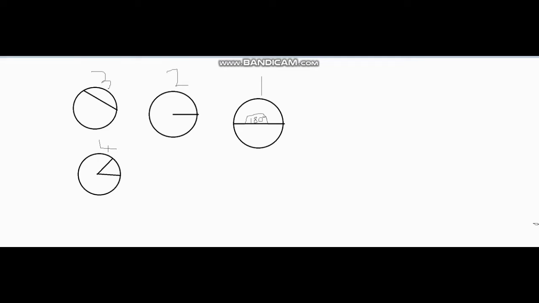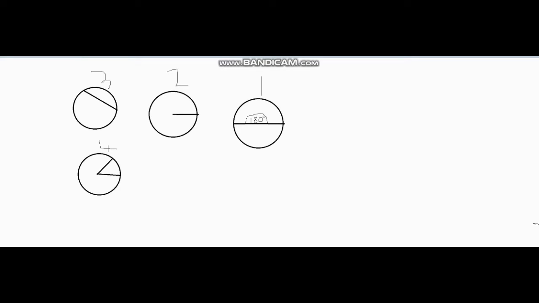Now let's look at circle number two. In circle number two, we have a line drawn from the center to a point on the circle. This line is known as the radius, and it is always equal to half of the diameter. As you see, if we were to extend this line, we would end up with another diameter as we had in the first circle. And so we can conclude that the radius is always half the diameter and joins the center to any point on the circle.